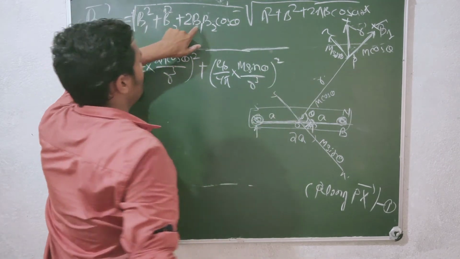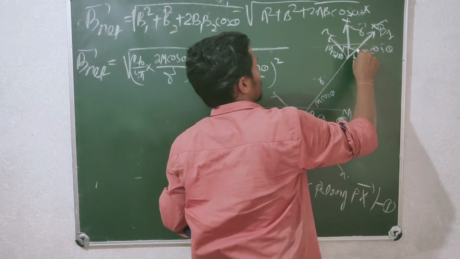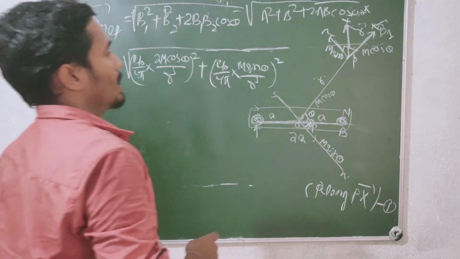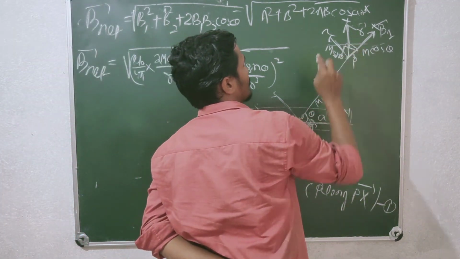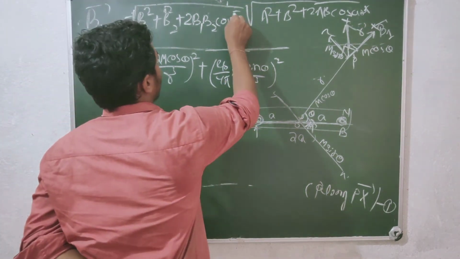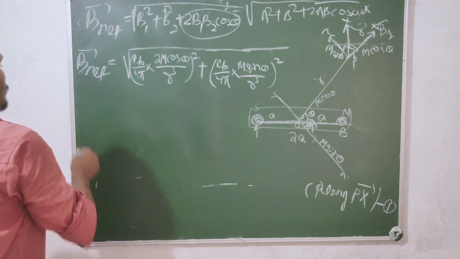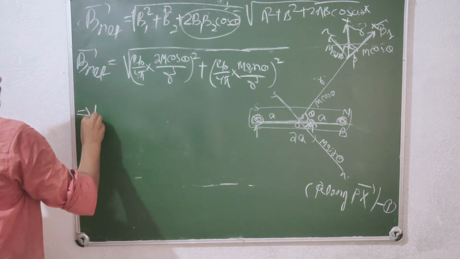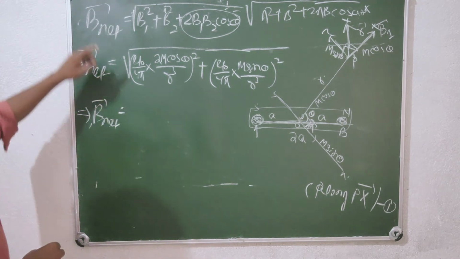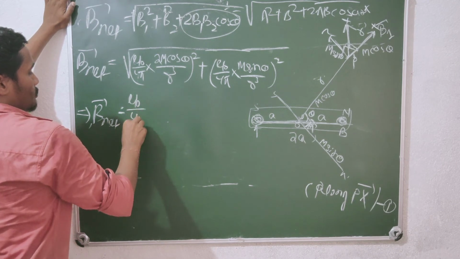But in 2 b1 b2 cos theta, here theta is 90 degree, because theta is the angle between m cos theta and m sin theta. So the angle between m cos theta and m sin theta is 90 degree. So the total term will vanish, because cos 90 is equal to 0. So that b net vector. Here in this concept, mu naught upon 4 pi is a constant. It will be taken outside of the equation.